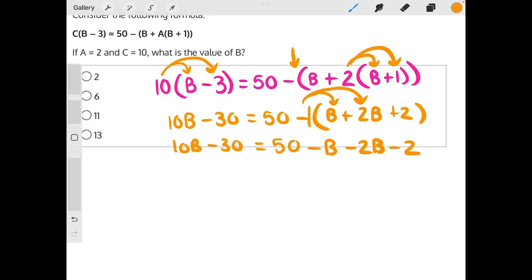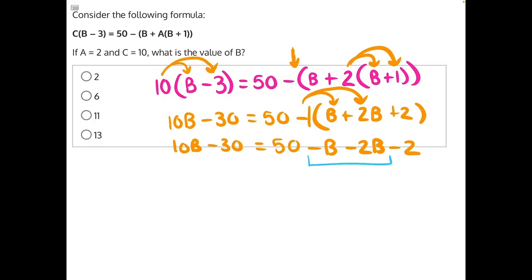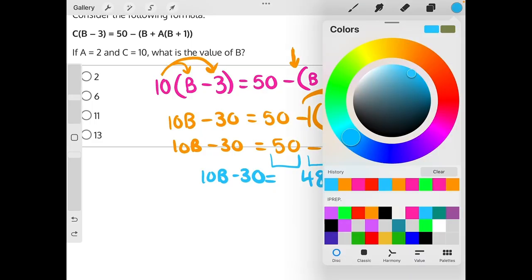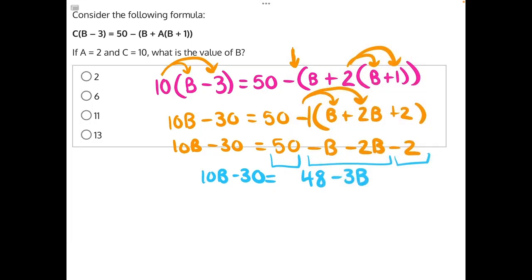I'll switch colors and we'll keep simplifying. Now we need to combine like terms on the same side of the equal sign. So we have negative b and negative 2b will combine to give us a negative 3b. And we have negative 2 and 50, which will combine together to give us 48, 50 minus 2. Then we bring everything else down. And now we can start doing opposite operations to combine like terms. Let's start with our b's.